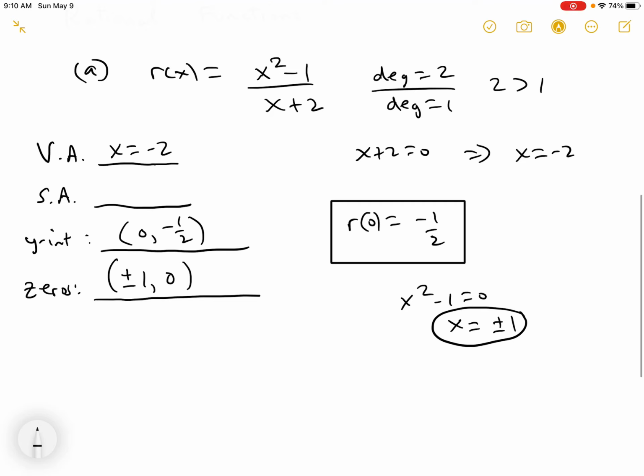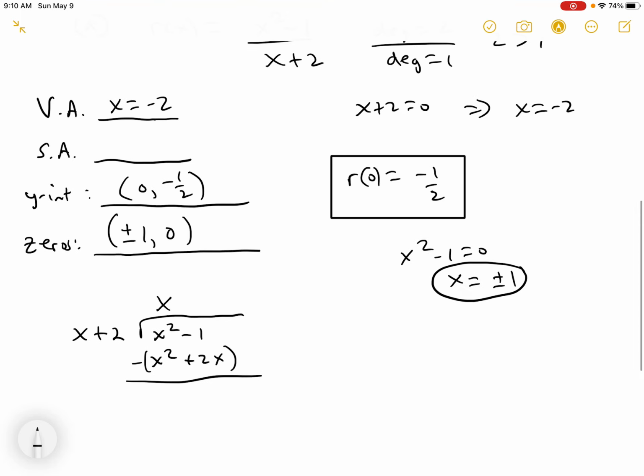And to find the slant asymptote, you have to divide bottom into top. So we divide x plus 2 into x squared minus 1. So this goes x times, so I have x squared plus 2x, so subtract this. And so I bring down the negative 2x, minus 1, so x minus 2. And so you can stop here, because you got the line, so y equals x minus 2.